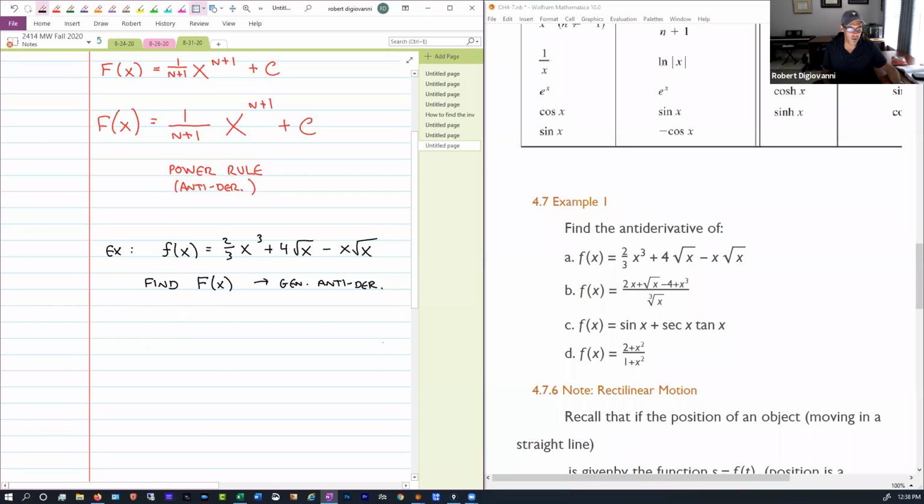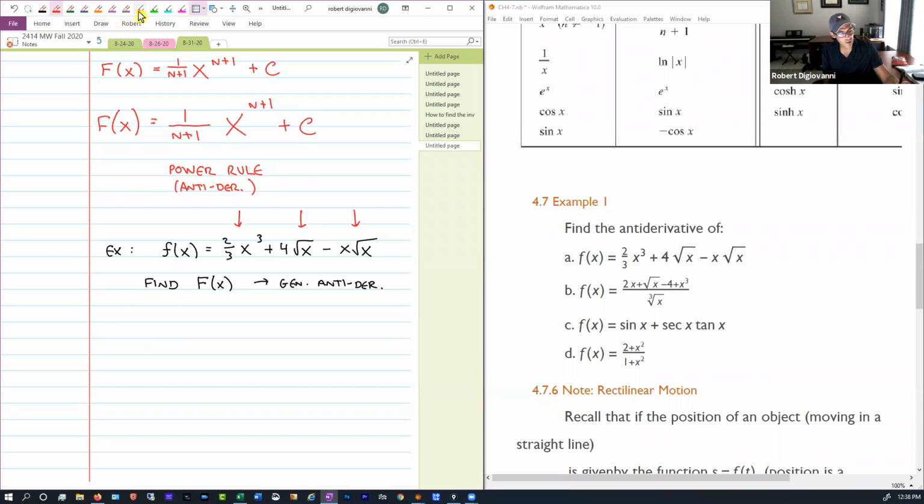Then what we're going to need to do is see, first of all, that we can do these separately. There's 3 different things. They're separated by addition and subtraction, so we can do them individually. Same way with derivatives. When you find antiderivatives, if they're separated by addition and subtraction, you can do them alone.